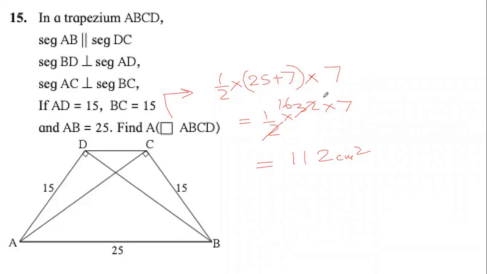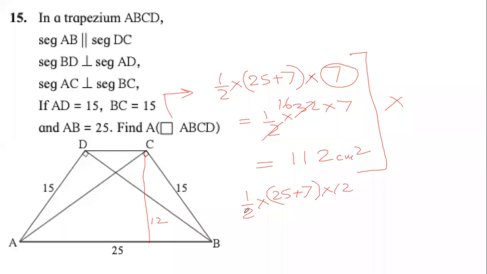Who remembers? Who is awake? I've written this number wrong. Remember, we calculated it as 12. So I should have written 1 by 2 into 25 plus 7 into 12. So this is 16 into 12, which is 6 2s are 12, 192 square units we will write, because this is area. So we will write square units, not just units.